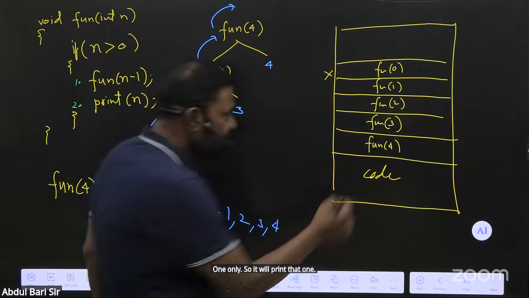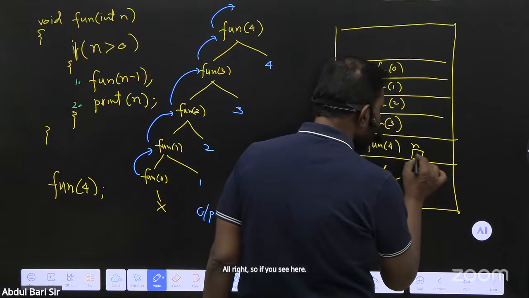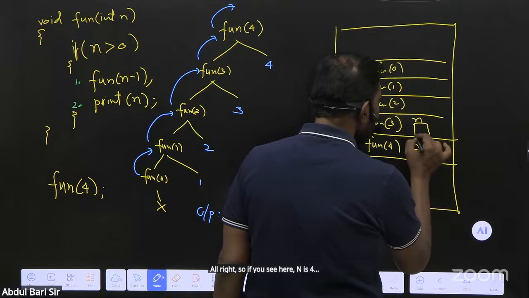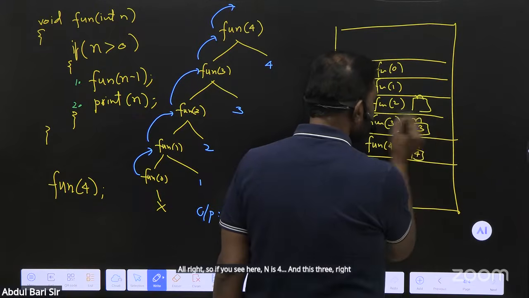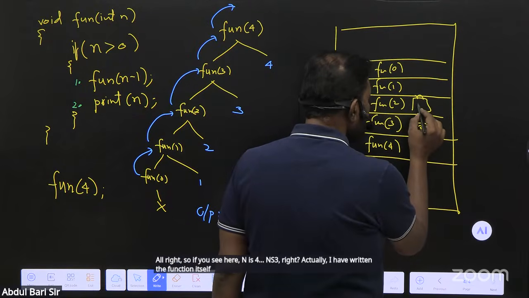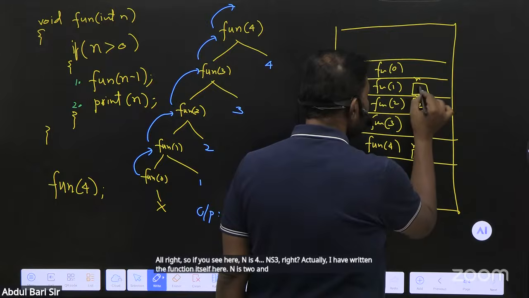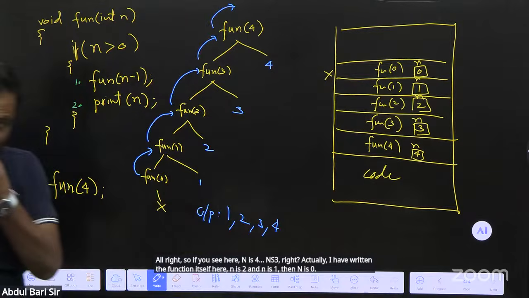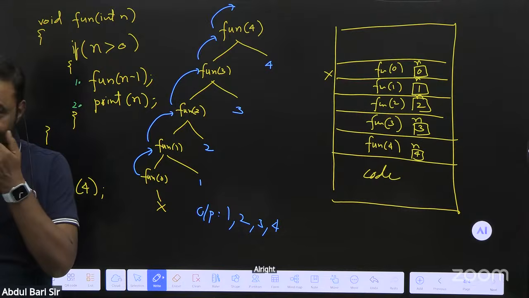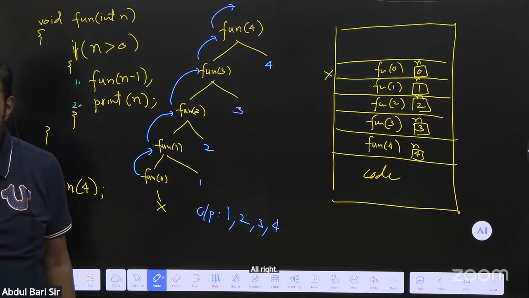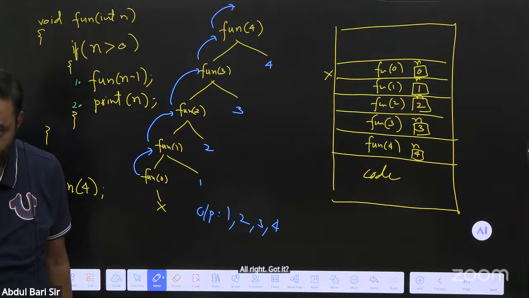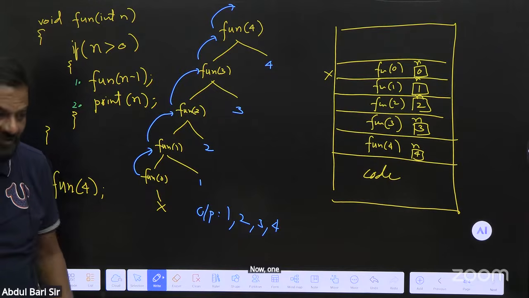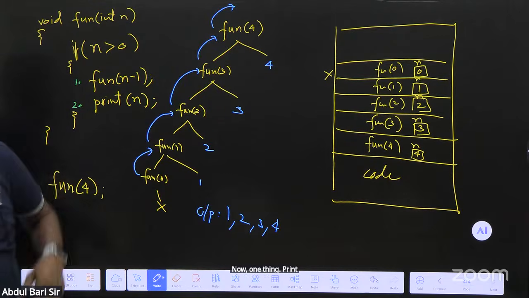All right. So if you see here, n is 4, n is 3. Actually, I have written the function itself here. n is 2 and n is 1, then n is 0. Got it? Now, one thing: printing is done at returning time.